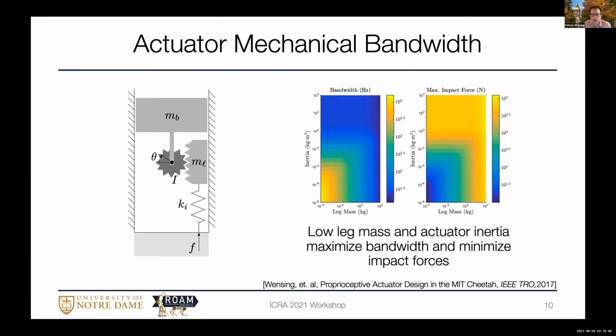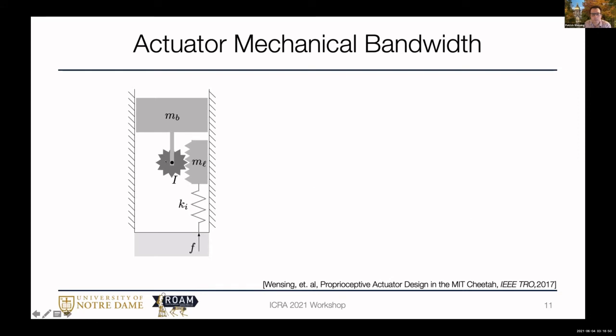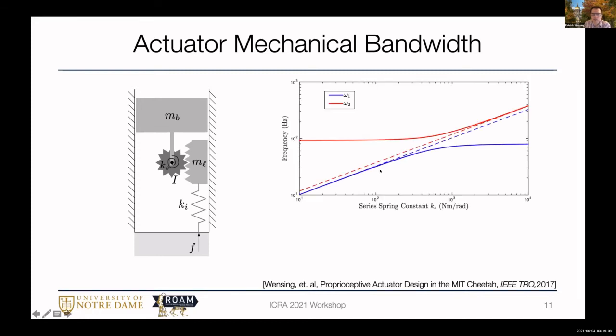So how does this compare, however, when we add a series elastic element in here? So let's put an elastic element in there with stiffness Ks. And now if I look at the open loop mechanical bandwidth from torque at my actuator to force at my foot, I actually have two poles in my transfer function, one graphed here in red, one graphed here in blue, graphing the frequency of the poles in my transfer function as a function of my spring constant here.